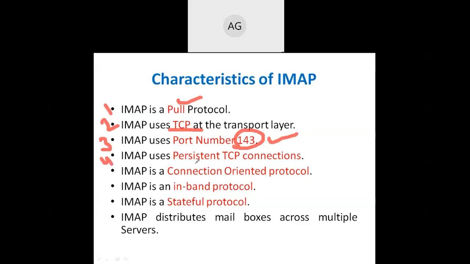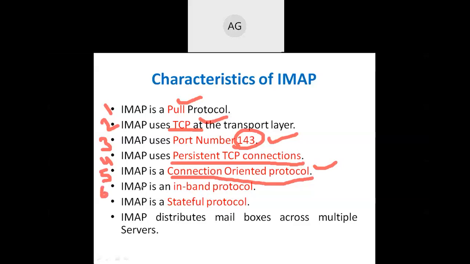Now the fourth point is IMAP uses persistent TCP connection. So this is common in SMTP, POP, and IMAP. We are using the persistent TCP connection. It means we can send multiple emails at the same time with the use of persistent TCP connection. Now IMAP is a connection oriented protocol. So basically, if the protocol uses TCP at the transport layer, then such type of protocol is a connection oriented protocol.